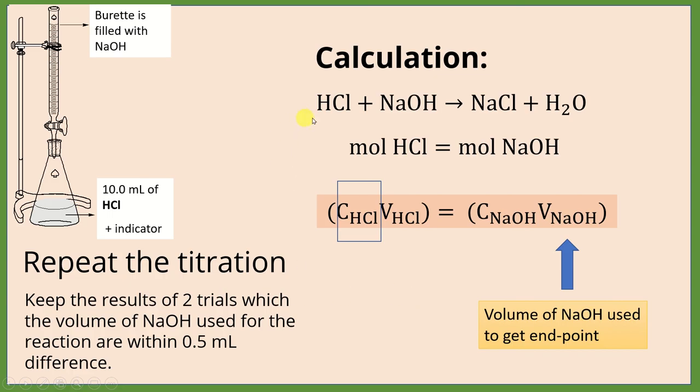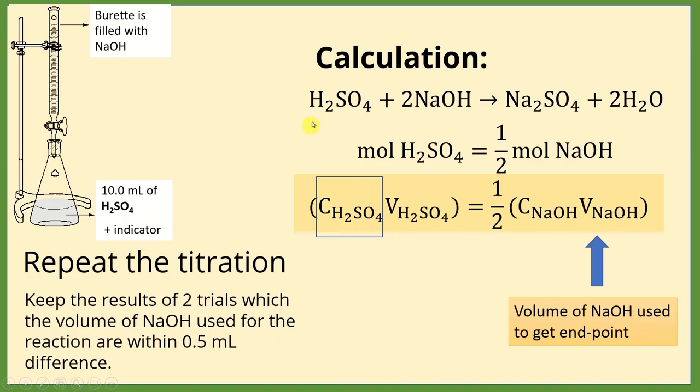This is for hydrochloric acid, 1-to-1 mole ratio. So moles of hydrochloric acid equal moles of sodium hydroxide, change into concentration and volume. Find the concentration of hydrochloric acid. You need results of 2 trials that have volumes of sodium hydroxide within 0.5 milliliter difference of one another.